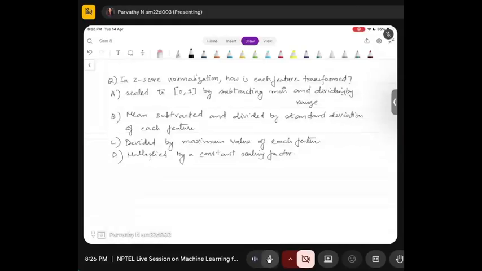Z-score normalization, how is each feature transformed? It is scaled to 0, 1 by subtracting minimum and dividing by range. Mean subtracted and divided by standard deviation of each feature. Divided by maximum value of each feature. Multiplied by a constant scaling factor.